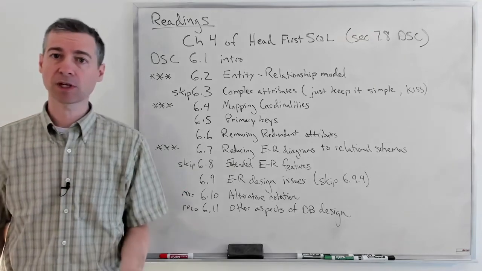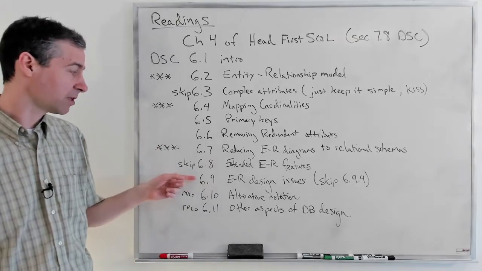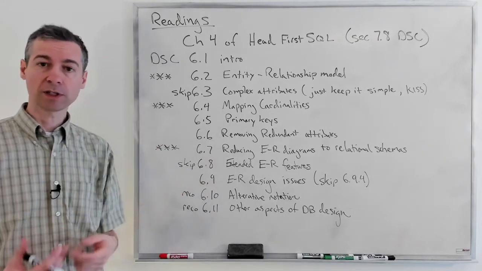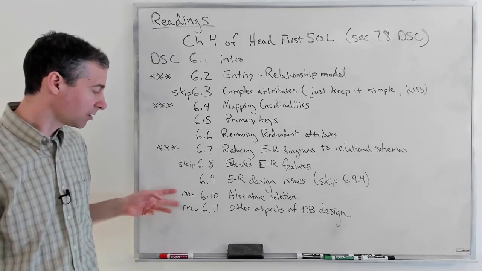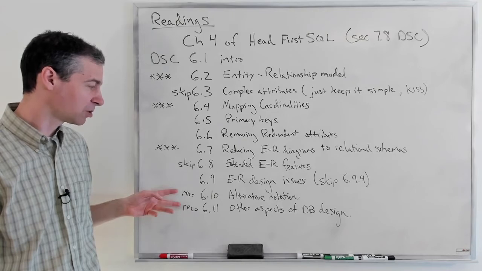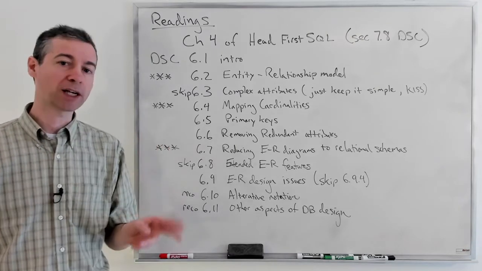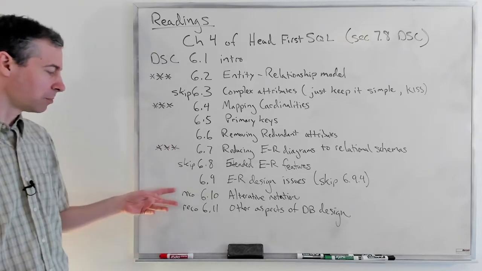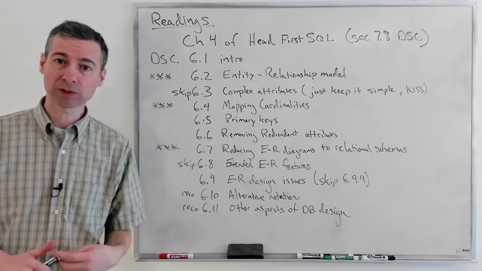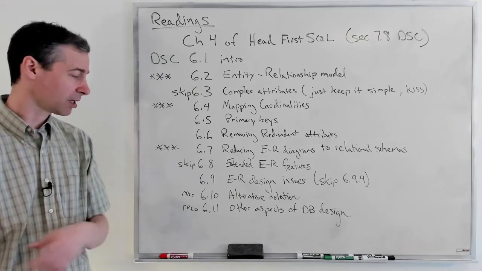6.9 is interesting from the standpoint of, here's some gotchas. These are probably some mistakes that you're going to make while making entity relationship diagrams. It's good to look at that. And then we wrap up the chapter with material. This would be put under recommended reading. In other words, you aren't required to read it. But for those who are interested about what's going on more broadly, these are good sections to look at.